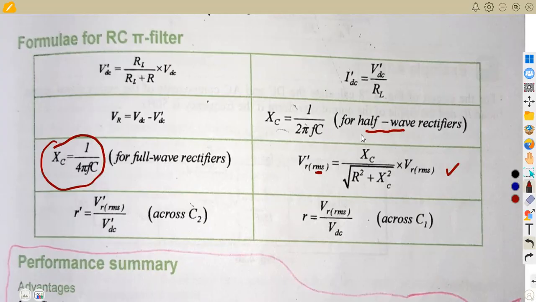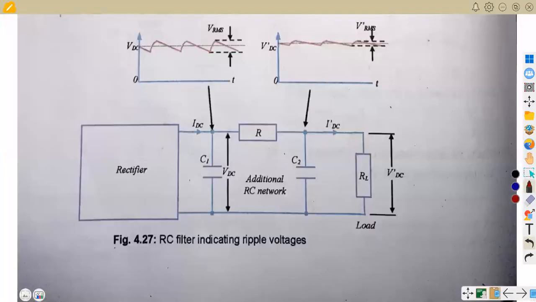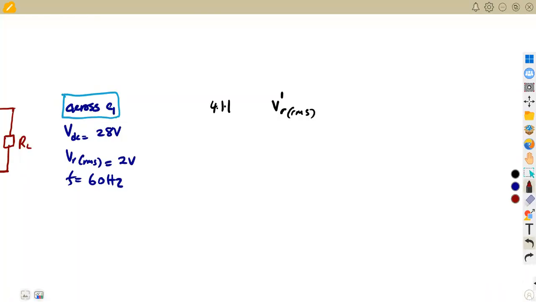In this case, we are going to need XC here, and that XC we're going to take as 1 over 2 pi FC. So this is what we are going to consider for the output. Remember, we are to calculate the output in this case, so that this output voltage is going to be given by the formula XC over the square root of R squared plus XC squared.